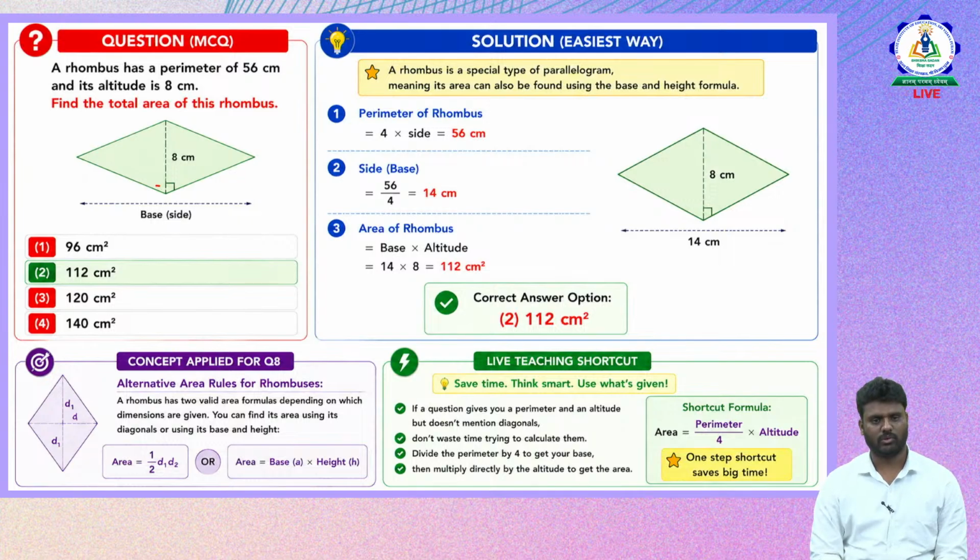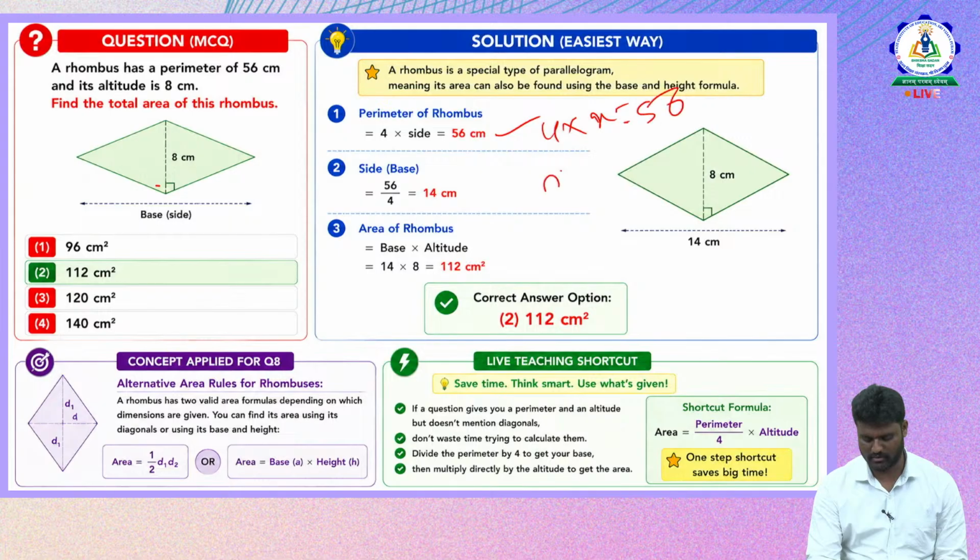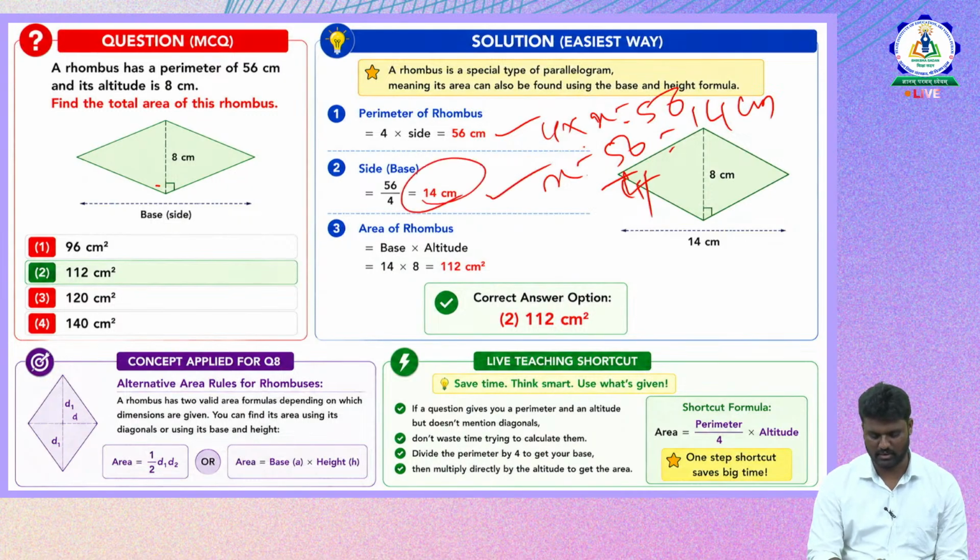Now what is the perimeter of the rhombus here? It is 56 centimeters. Then what is the formula of the perimeter? 4 into side. From the rhombus properties, all the sides are equal. So 4 into a side is 56 centimeters. We don't know that side, so let us find it. Assume 4 into x is equal to 56, where x is equal to 56 by 4, which is 14 centimeters. So each side is 14 centimeters.